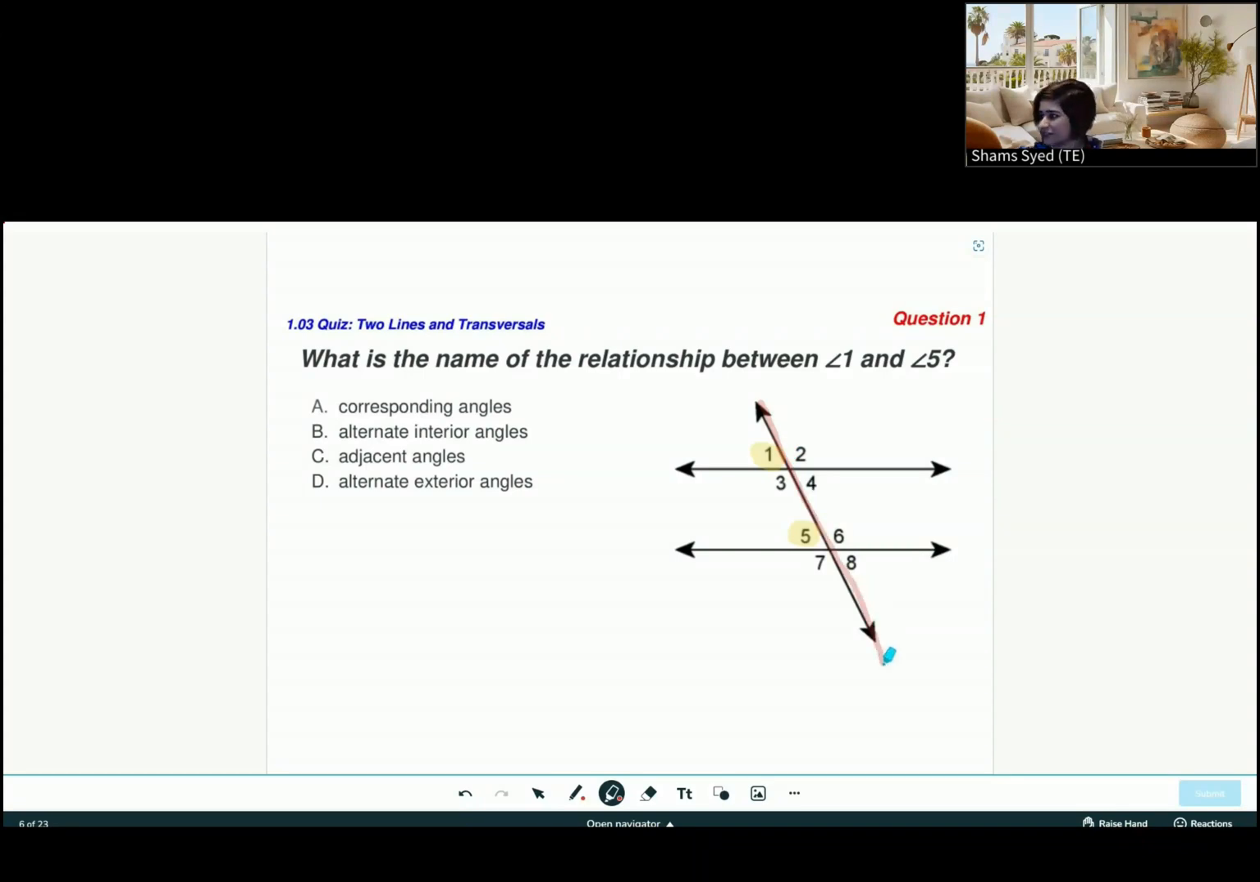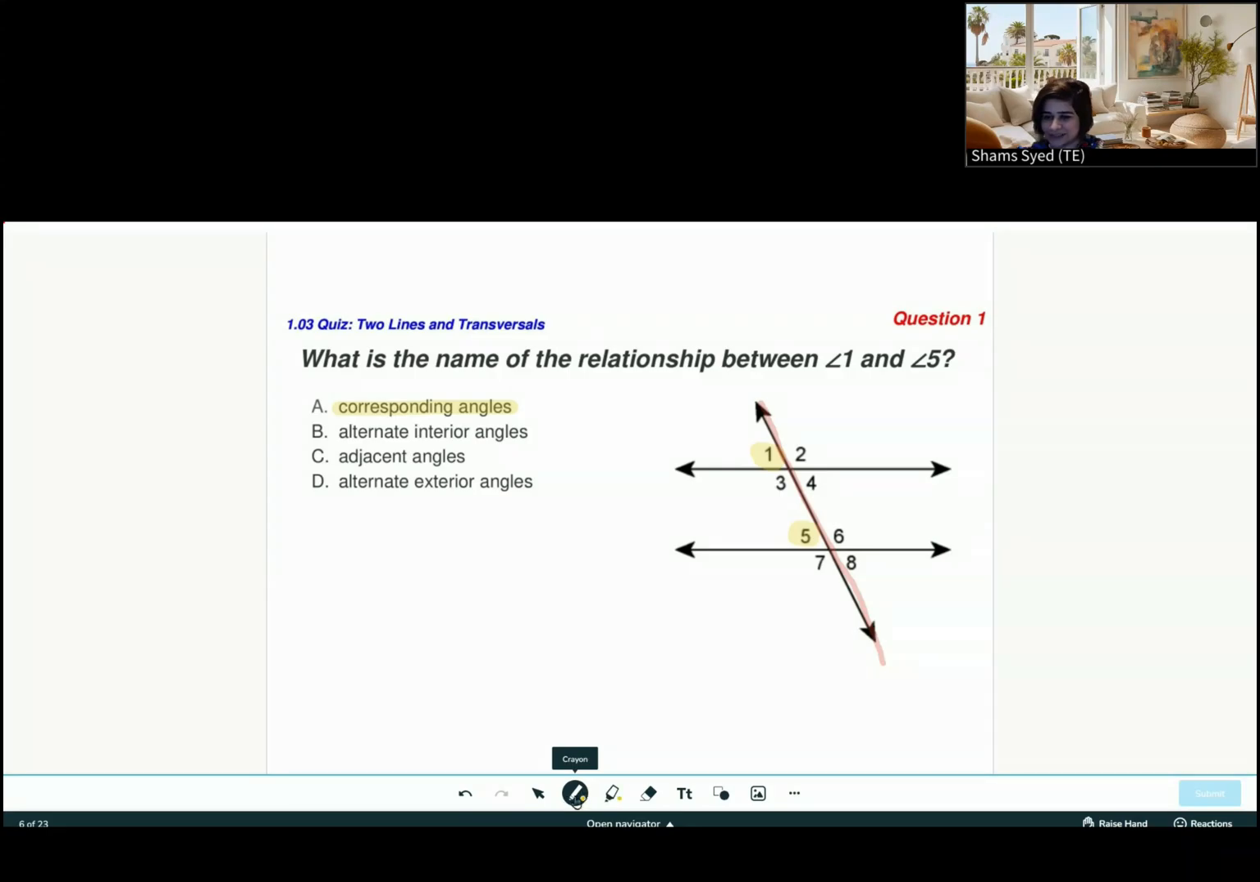They're on the same side of the transversal. Not alternate. Alternate is on the other side of the transversal, right? One is going to be on the left side, the other on the right side. But this is not alternate. This is corresponding, because they correspond. They're on the same side of the transversal. They're corresponding angles.